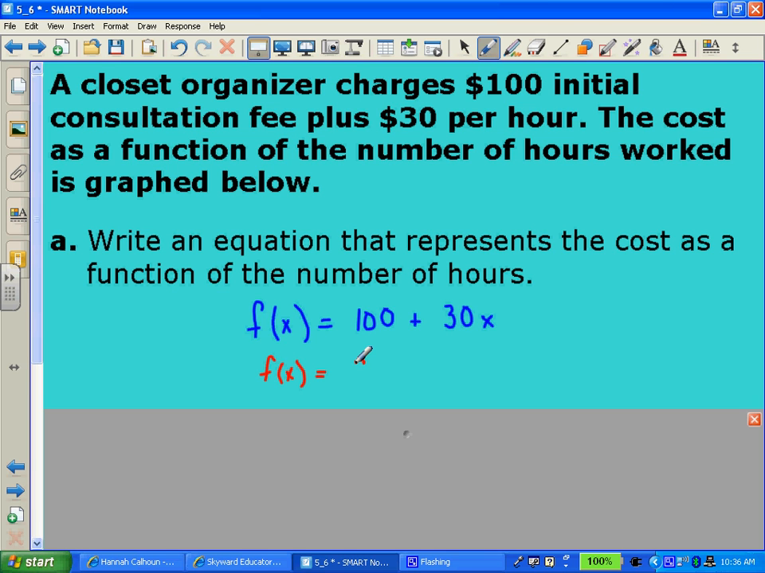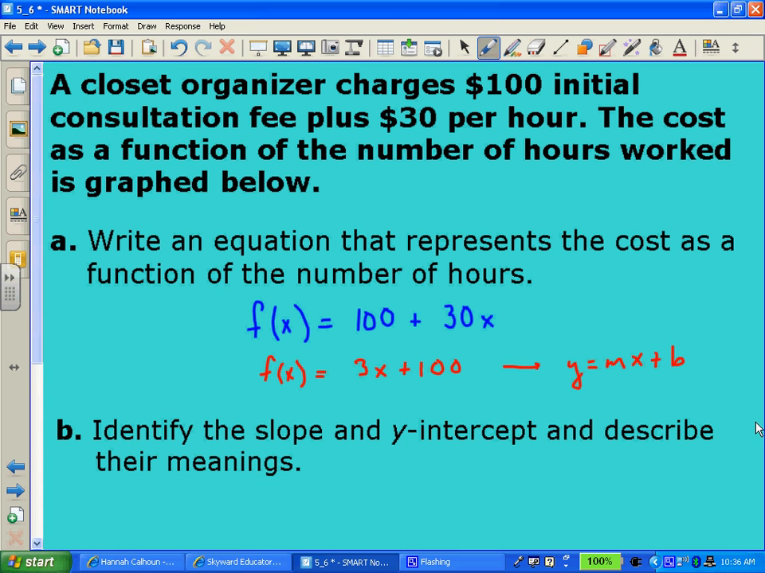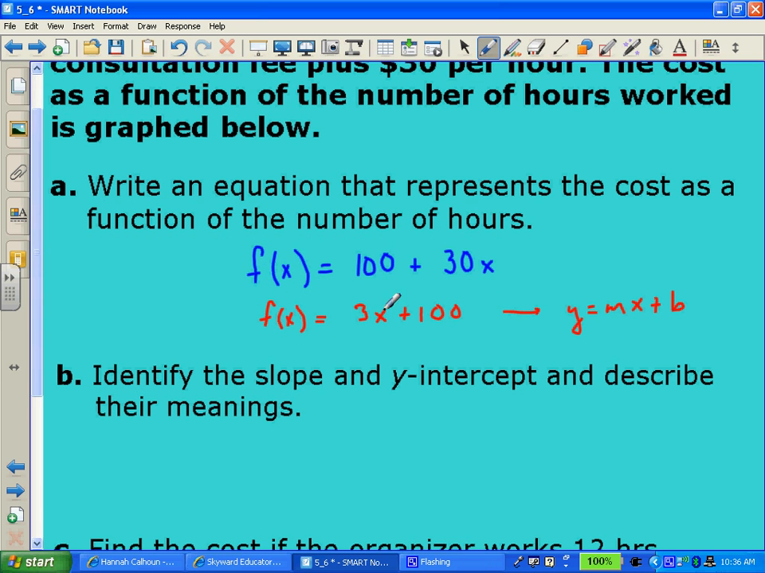Now let me just rearrange this so that you can see something here. If I write that as 30x plus 100, hopefully you'll notice that that is in slope-intercept form. Remember, y and f of x are the same thing, so I see that I have a slope of 30 and a y-intercept of 100. What's wrong with me today? Okay, 30. So then, the next part is identify the slope. Well, the slope is 30. Identify the y-intercept. That's 100.